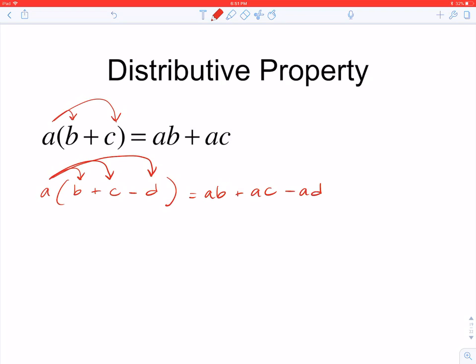Now, by the commutative property, we could also have B plus C times A, and then applying the distributive property is the same thing. A times B is AB plus A times C.